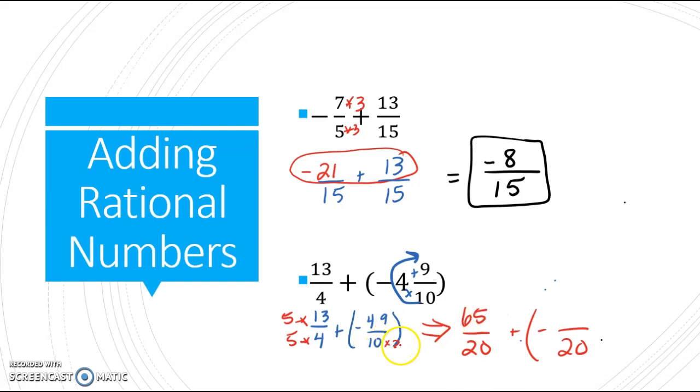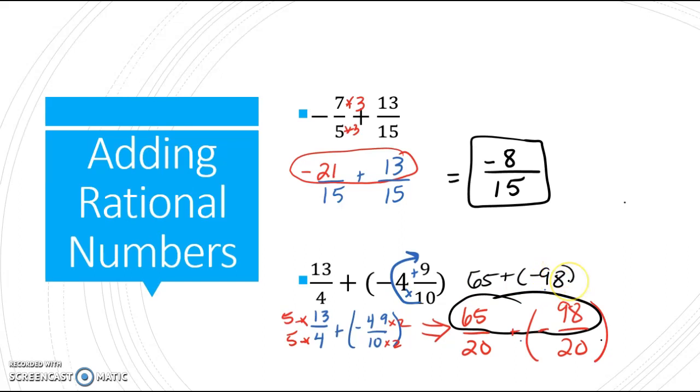Then here we're going to multiply by 2. And we have to make sure we keep that negative. Don't forget that negative sign. And we've got -98/20. So since we've got the common denominator, now we're going to look at numerators. It's 65 plus -98. Again, since we have more negatives than we do positives, our answer is going to be negative. So here it ends up being -33/20, which can be simplified.